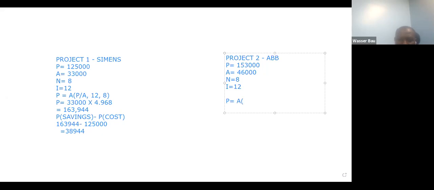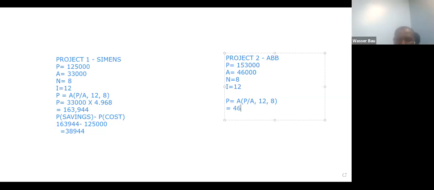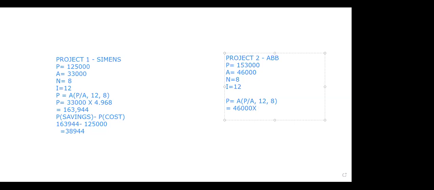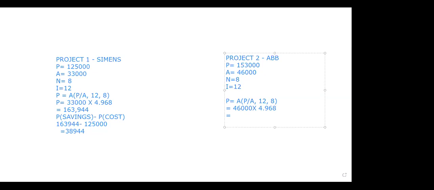P equals A into the same thing, I guess, isn't it? P over A, comma, 12%, 8 years. Okay, and that will be what? 46,000 multiplied by 4.968. And what would that give us, please? 228,528.